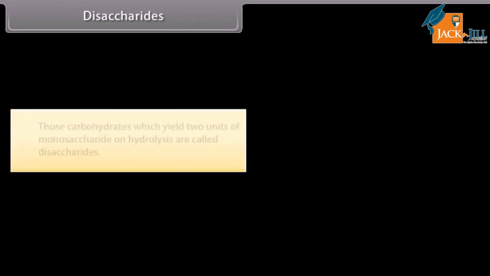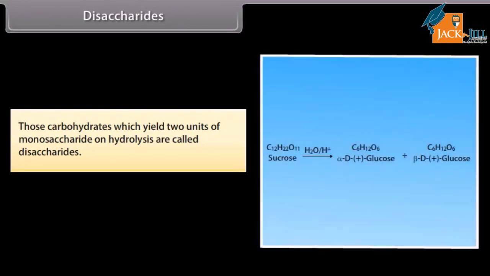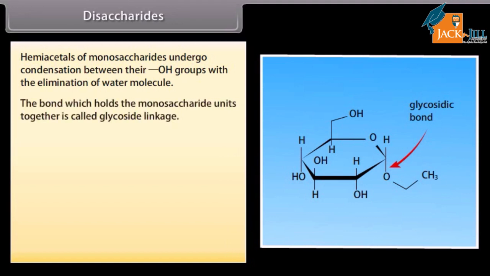Disaccharides. Those carbohydrates which yield 2 units of monosaccharide on hydrolysis are called disaccharides. For example, sucrose yields alpha-D-glucose and beta-D-fructose on hydrolysis. This means that disaccharides are formed by a condensation reaction between 2 monosaccharide units. Hemiacetals of monosaccharides undergo condensation between their OH groups with the elimination of a water molecule. The bond which holds the monosaccharide units together is called glycosidic linkage.